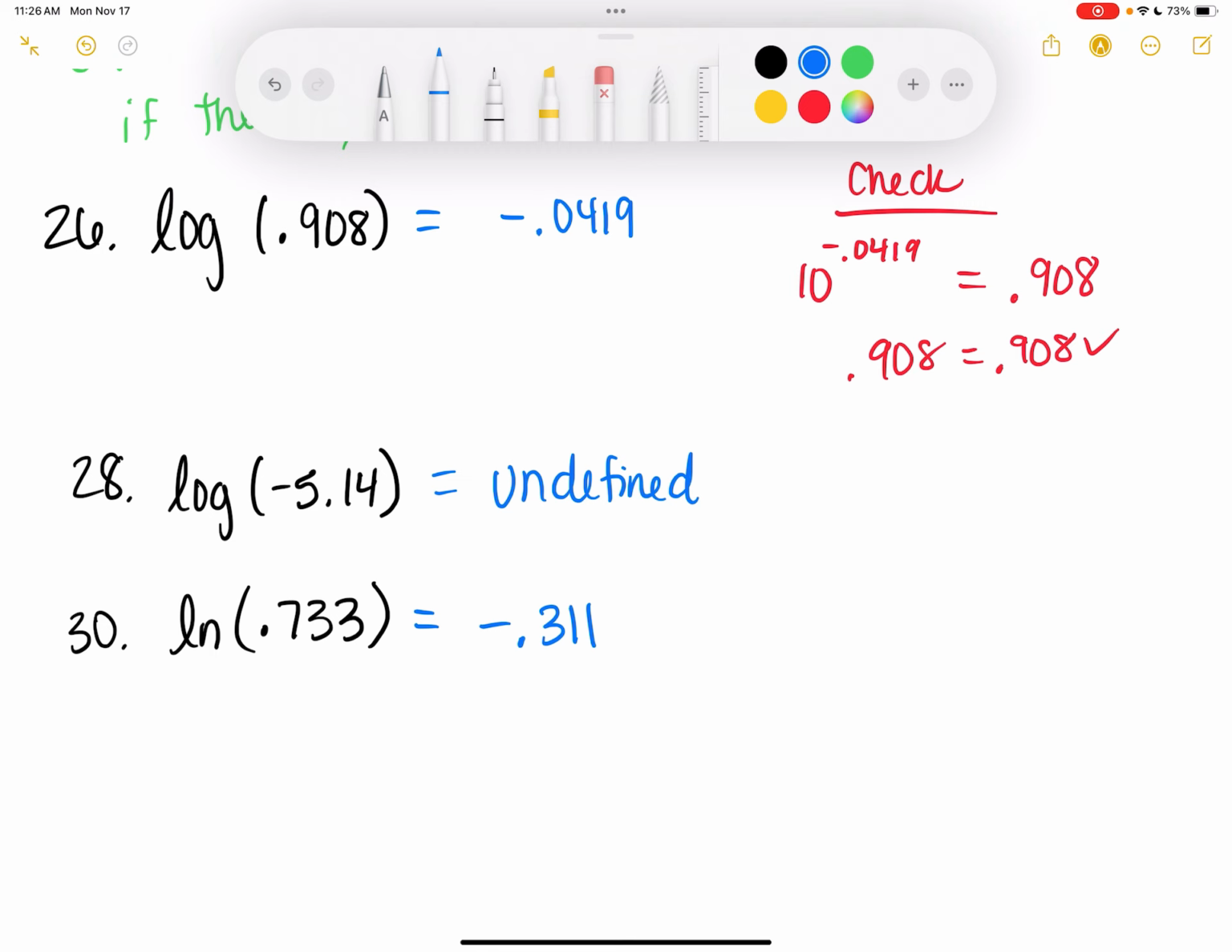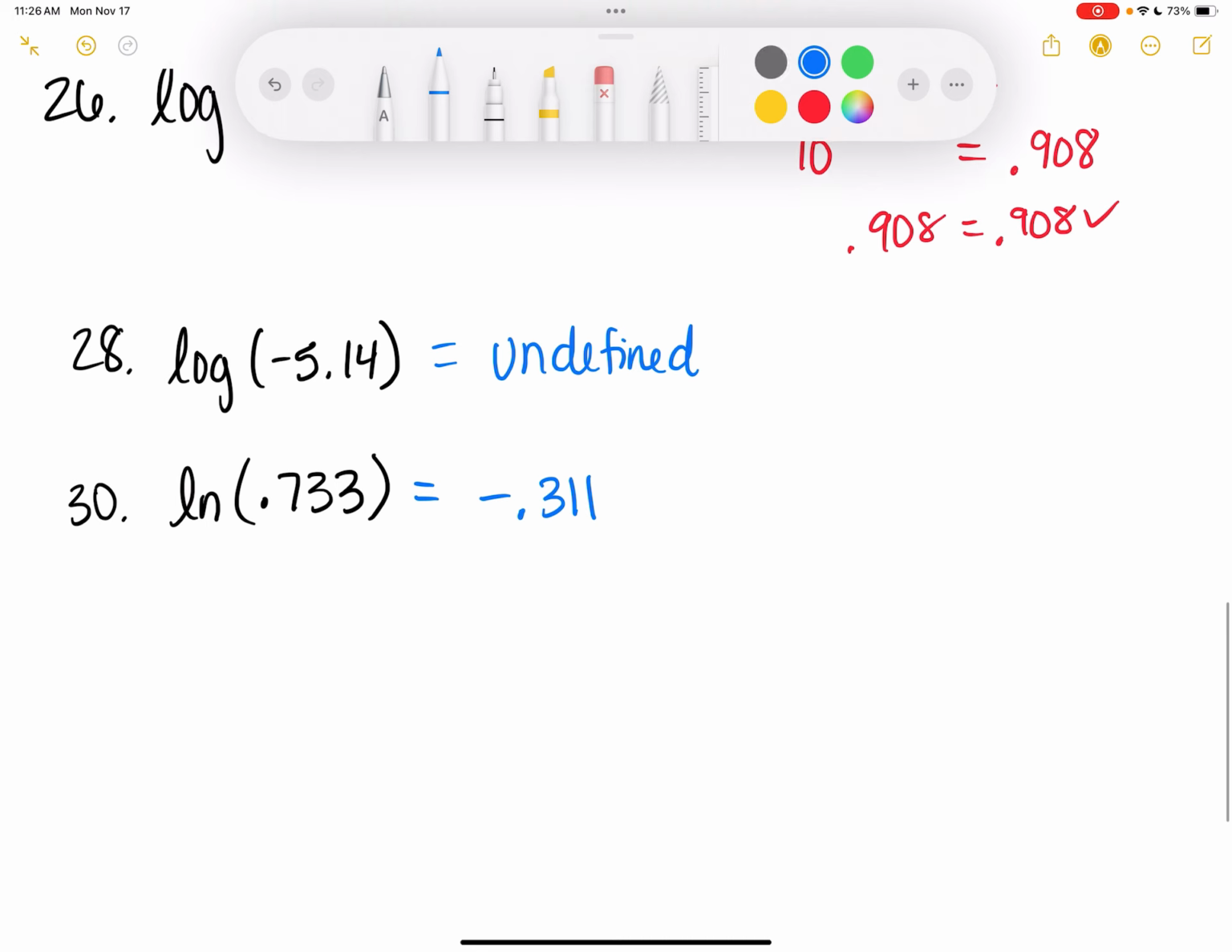All right, the last problems of this section say to solve the equation by changing it to an exponential. So 34, log of x is equal to 4. Now I'm trying to solve for x. To do that, it says change it to an exponential. So even if you already know what this is equal to just by looking at it using the properties, you have to change to an exponential because that's what it says to do first.